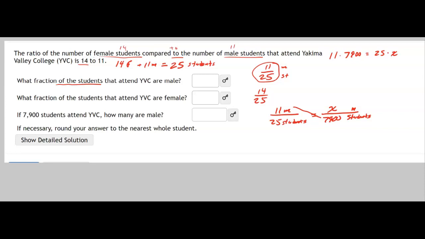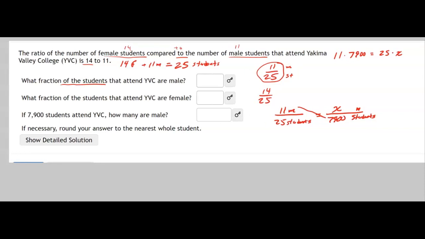So calculating 11 times 7,900 gives us 86,900. It's equal to 25x. And then solving for x, we'll divide both sides by 25. And that will give us 3,476 is equal to x. So that would be our number of males, 3,476 males. I hope this was helpful.